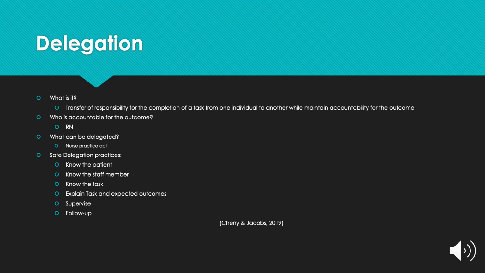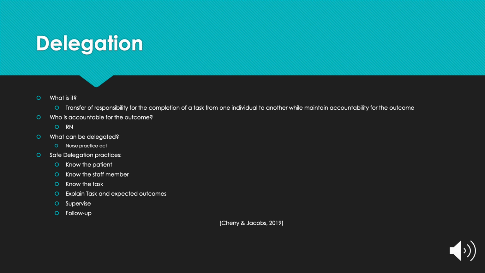What can be delegated? The Nurse Practice Act provides the legal authority for nursing practice, including delegation. However, the criteria differs in each state and are often not clearly spelled out in the Act. There is no clear-cut list of do's and don'ts when it comes to delegation.